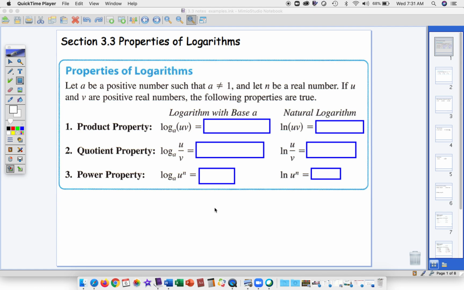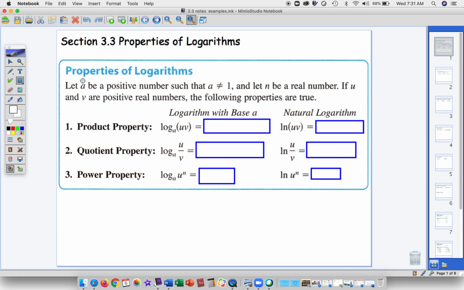Okay, welcome to lesson 3.3 on the properties of logarithms. Today we're going to go through the properties, starting off with the product property, the quotient property, and the power property.